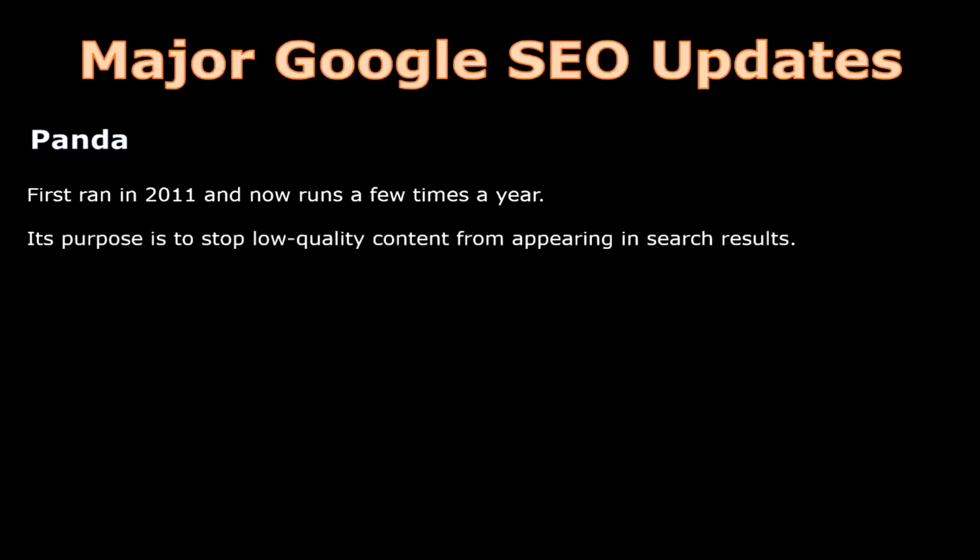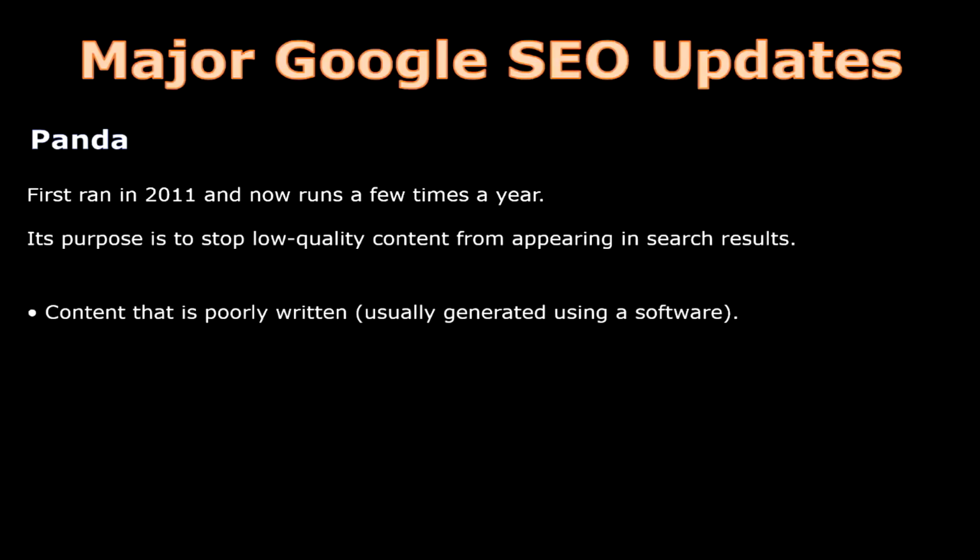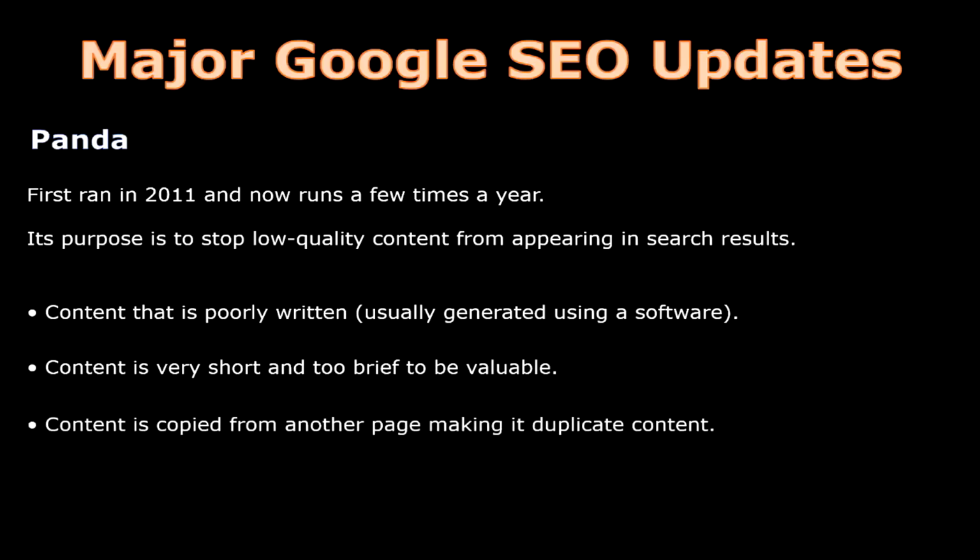Its purpose is to stop low-quality content from appearing in search results. Low-quality content is content that is poorly written. It is usually generated using software. It's content that is very short and too brief to be valuable. Content that is copied from another page, making it duplicate content. Low-quality content can also be content that adds no real value.